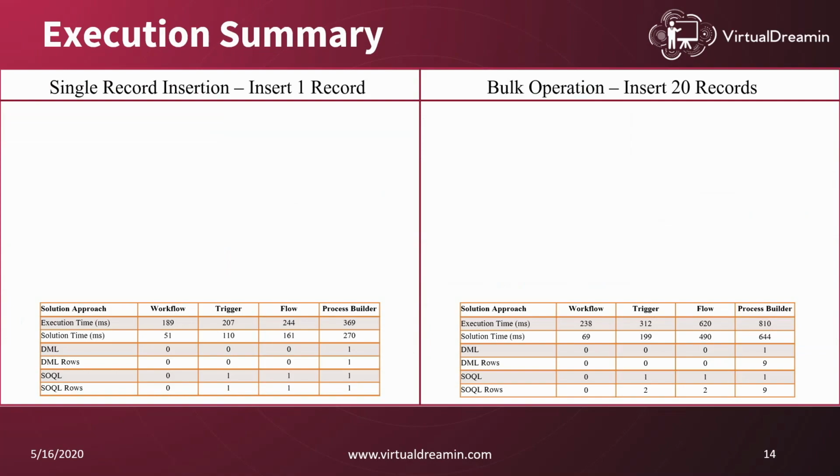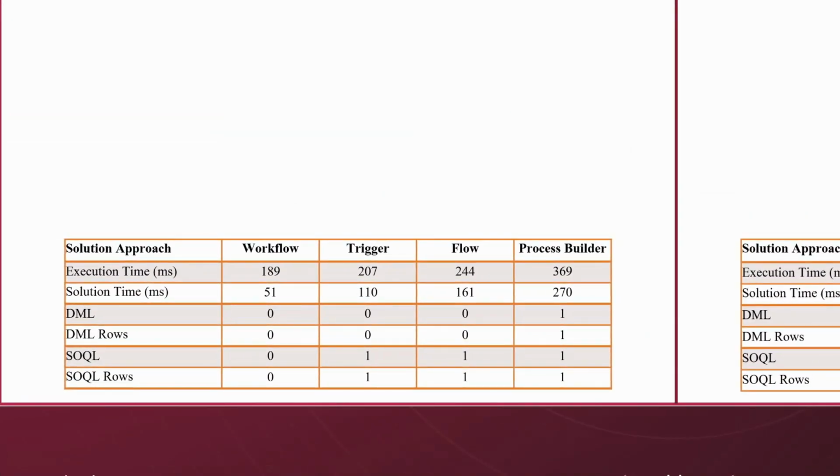Now let us see the details of the single record insert operation. If you consider execution time, that is the total execution time for the opportunity save operation, you can see the workflow is consuming 189 milliseconds, whereas a process builder is consuming a total of 369 milliseconds. And if you see the solution time, that is the time taken to just perform the field update operation, it is only 51 milliseconds for a workflow, whereas 270 for a process builder. You can see there is a marginal difference in the solution time.